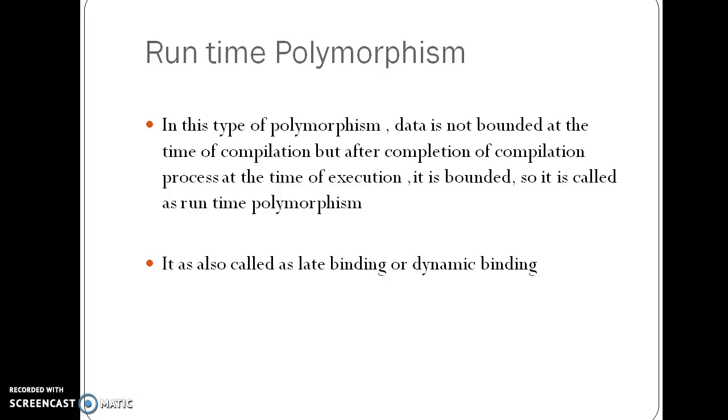Runtime polymorphism is also called late binding or dynamic binding, as the data is bound late.